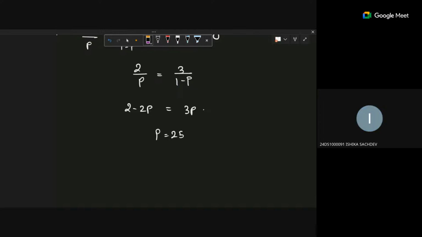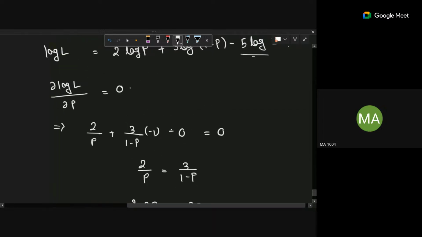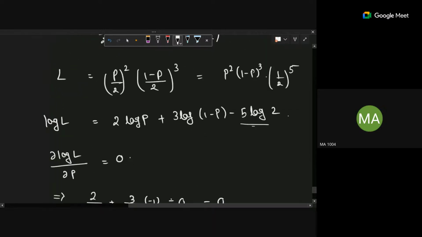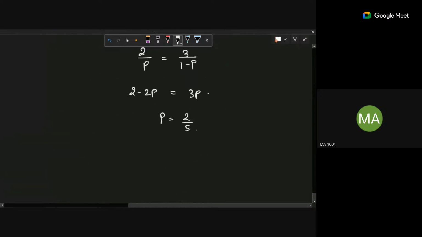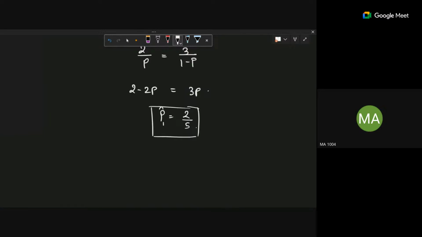Ma'am, can you show the calculation once? This part? Yes, ma'am. Okay, so P is 2 by 5. That is what the MLE estimator is.